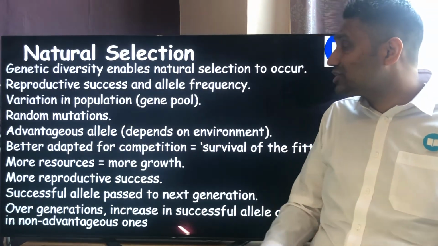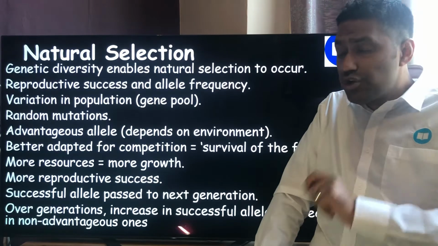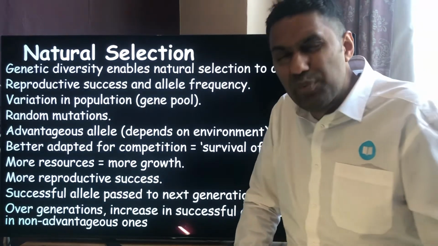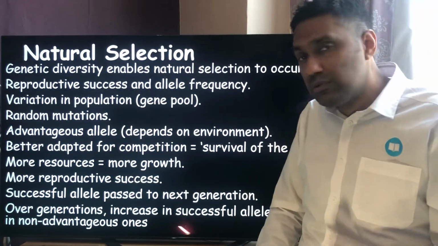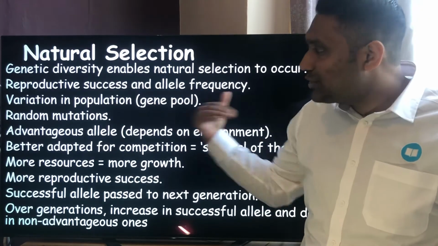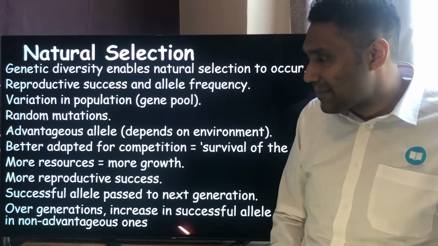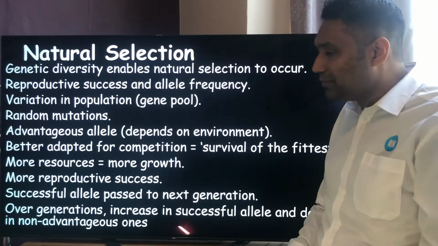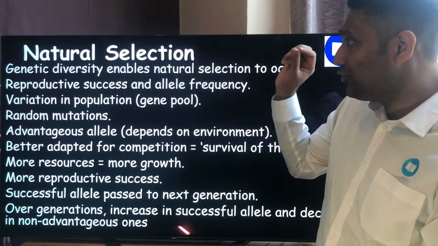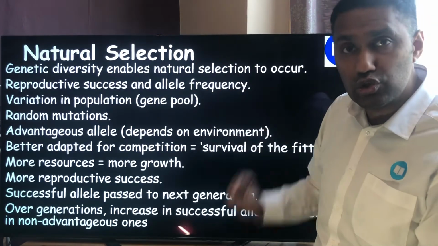So natural selection then. It's usually a 6-mark question at GCSE, it could be a 4-mark question at A level, but you need to go through these phases, these steps. These steps are really important because you need to know this as a sequential story.